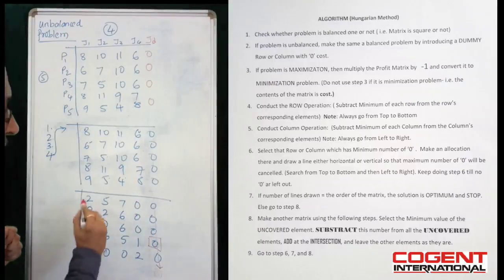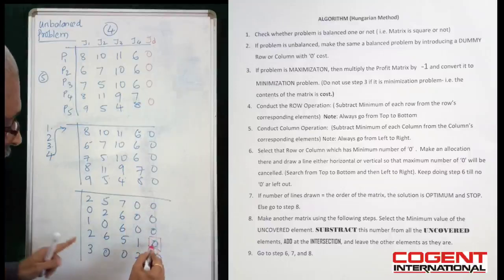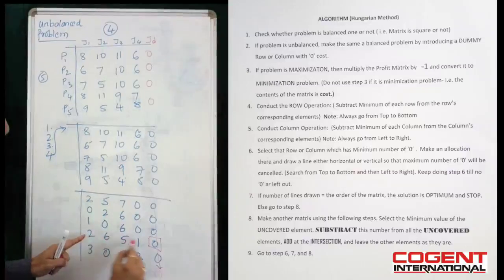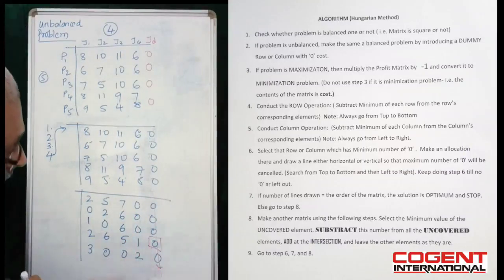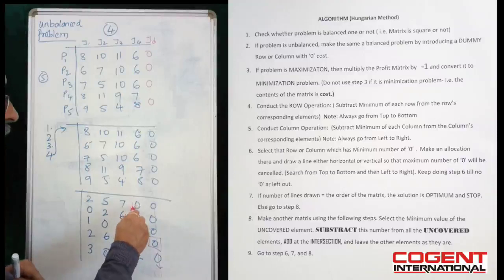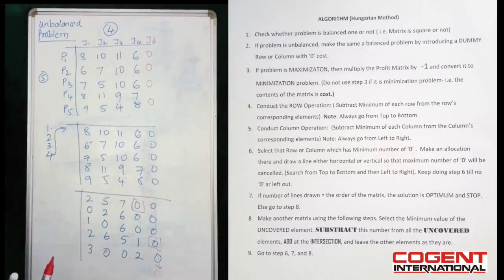See, earlier I did not get 1 zero here because there were 2 zeros here. But when I got 1 zero in the P4 matrix, when I cancelled this whole column and went back again to do the allocation from top to bottom, I got 1 zero in row 1. I allocate here. Draw a line to cancel the maximum number of zeros.